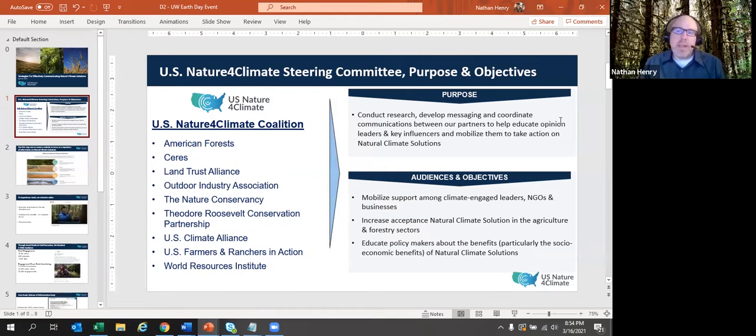So, who are we trying to convince? Well, we want to mobilize support among climate engaged leaders. Those who are already focused on taking climate action, we want to encourage them to focus a little bit more on natural climate solutions as a climate mitigation strategy.